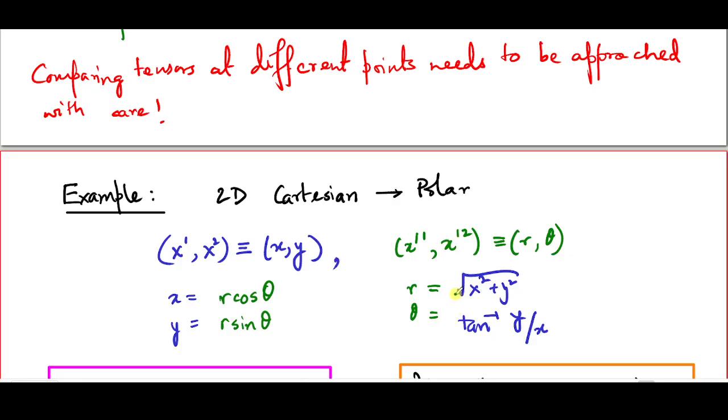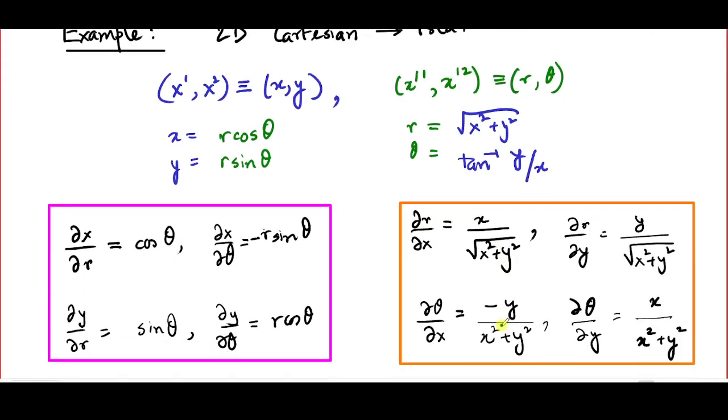In fact, these are what you would perhaps call the direct rules. The x1 x2 to x1 prime x2 prime transformation is given by r equals square root of x square plus y square and theta equals tan inverse y by x. Now, using these, it's pretty easy to figure out what the derivatives are, and these derivatives, remember, are what are going to sit in front of vector and covector transformations.